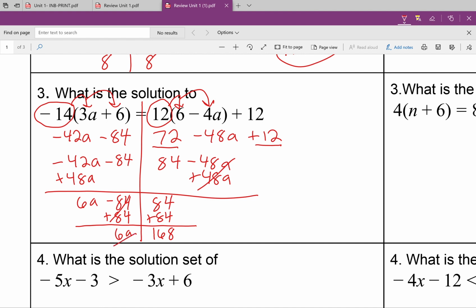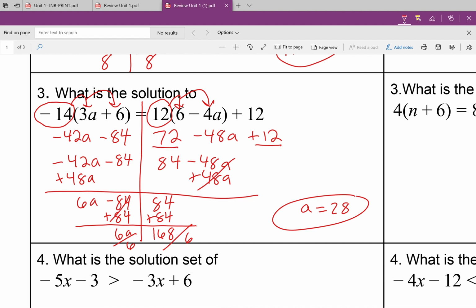So then I'm going to divide by 6. And 168 divided by 6 is 28. So that means a is equal to 28. Notice we went through a lot of steps here, but the most important is that we took the number outside of the parentheses and we distributed in. Once we distributed, we combined like terms. Then we brought all our a's to one side and all our numbers to the other.